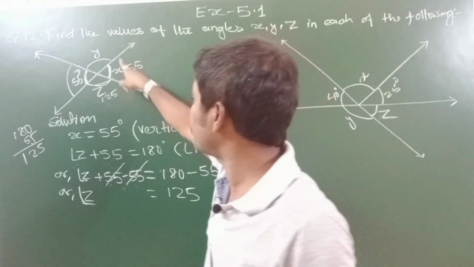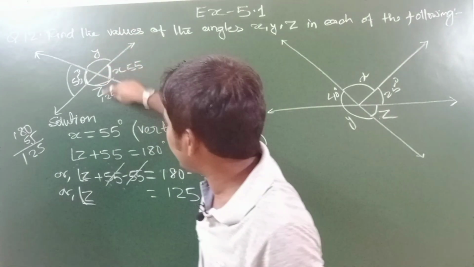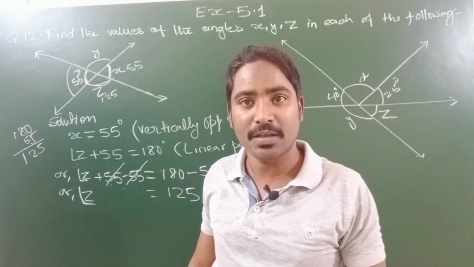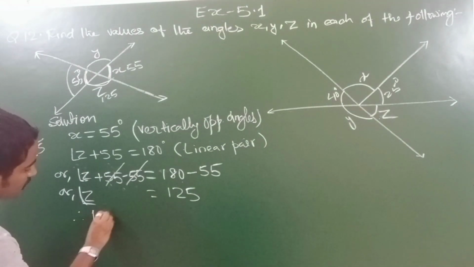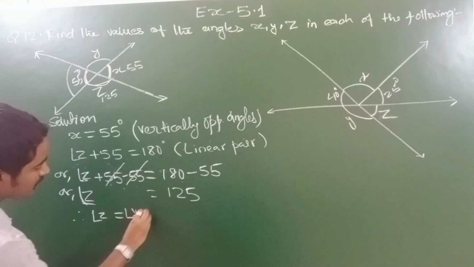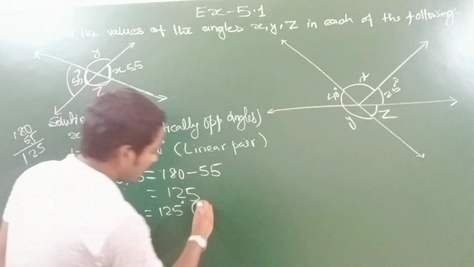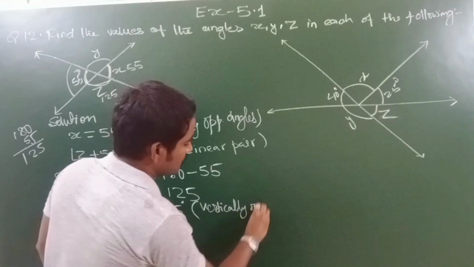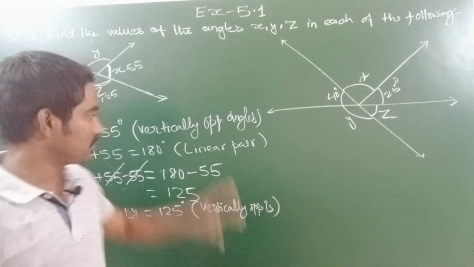From there you can calculate 125 degree, and you can directly also write, see angle x and angle y and angle z are vertically opposite angles, right? So here we will write directly, since angle z is equal to angle y, is equal to how much? 125 degree, and in reason we will write vertically opposite angles. Okay, you have to write completely. So this was your first segment.